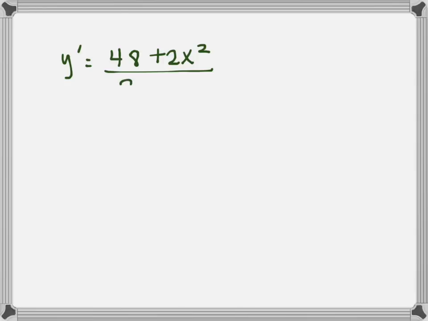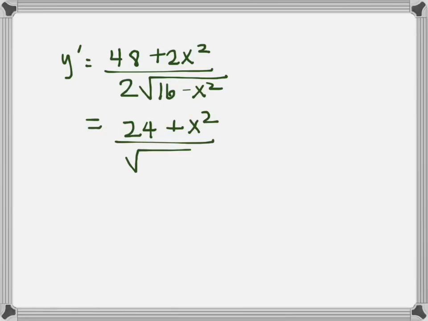Can we just take out the 2? We definitely are going to do that. And then I had 16 minus x squared. Because every term is actually even, I can take out a 2, like Cameron said, factor it out, cancel it out, however you think about it. I'm going to end up with 24 plus x squared over the square root of 16 minus x squared.